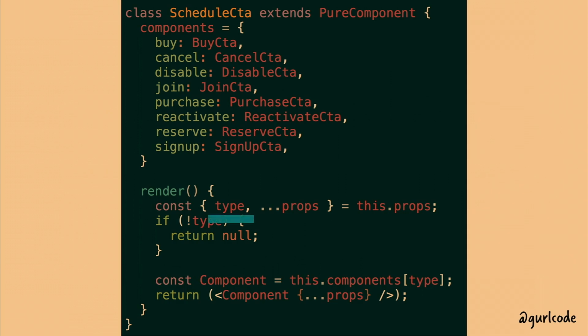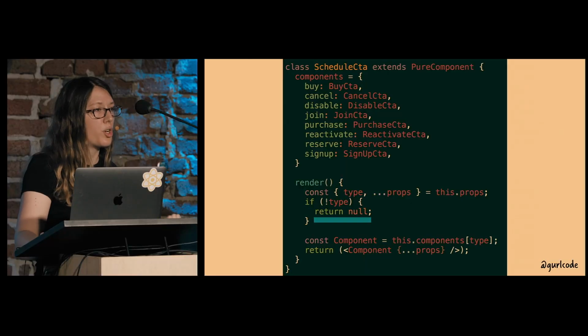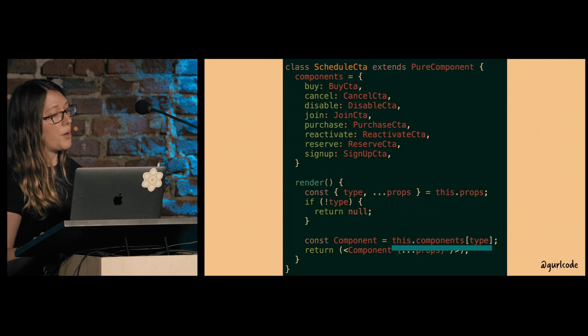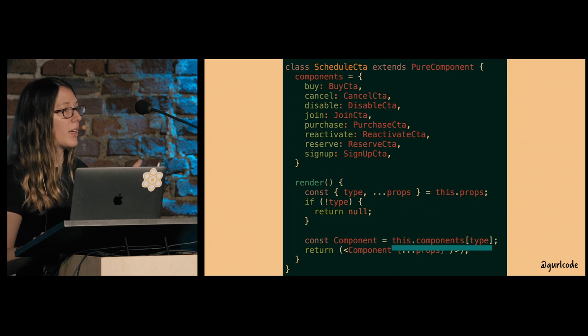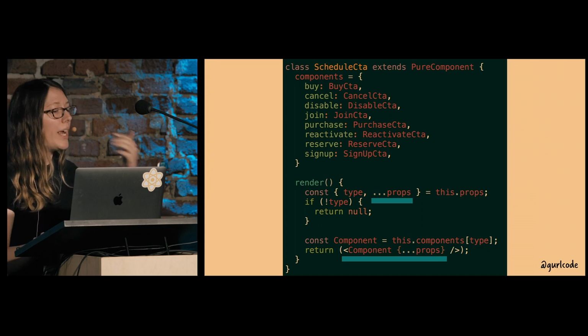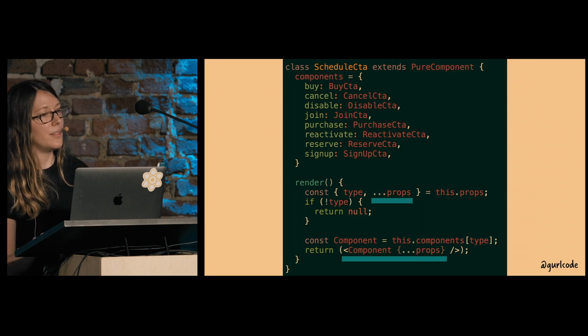So it expects a type prop. If that isn't provided, we're going to return null. And then we're going to grab the correct component and assign it to a dynamic component name. And then we're going to pass our remaining props to that component.